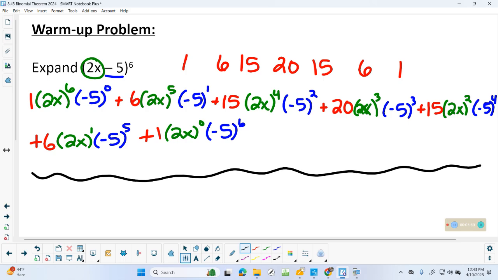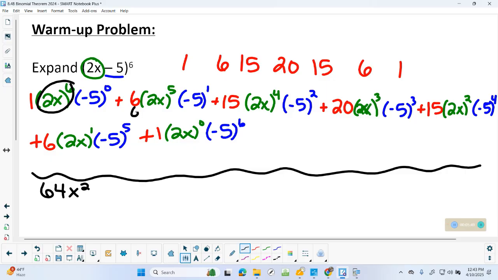So my first term, of course, I don't care about the 1, -5 to the 0, 1, who cares? I'm worried about this. So in your calculator, what's 2 to the 6? 64. So I'm going to have 64x to the 6 for my first term. Now, normally, again, I just do these, but this is more for those that were gone on Monday.